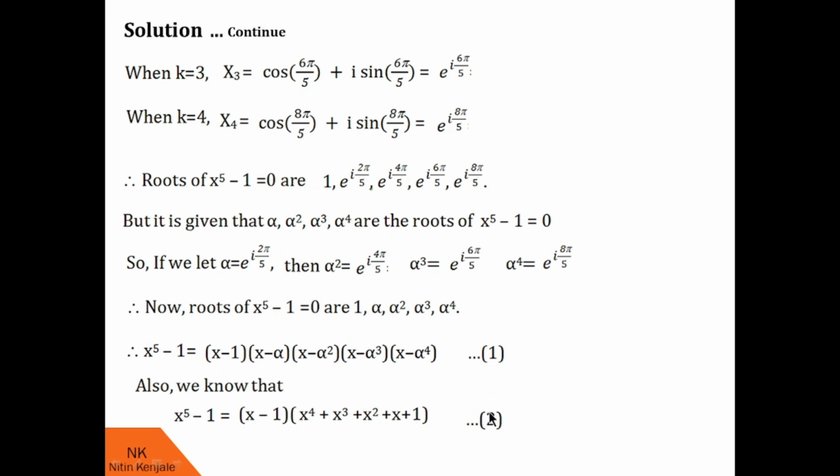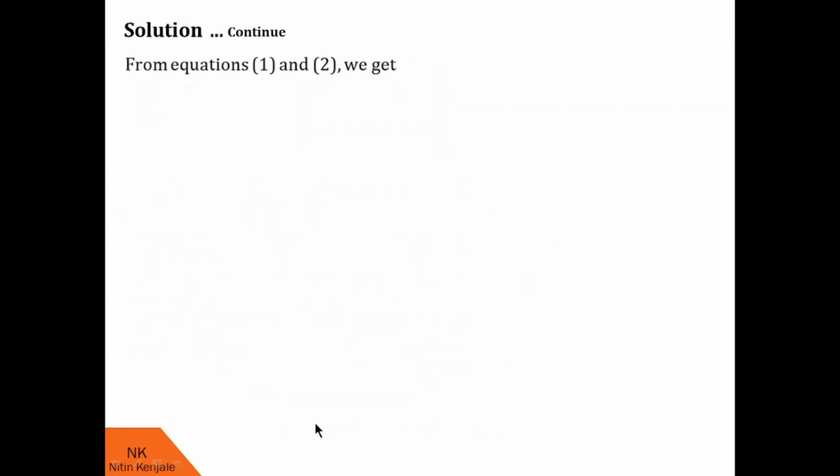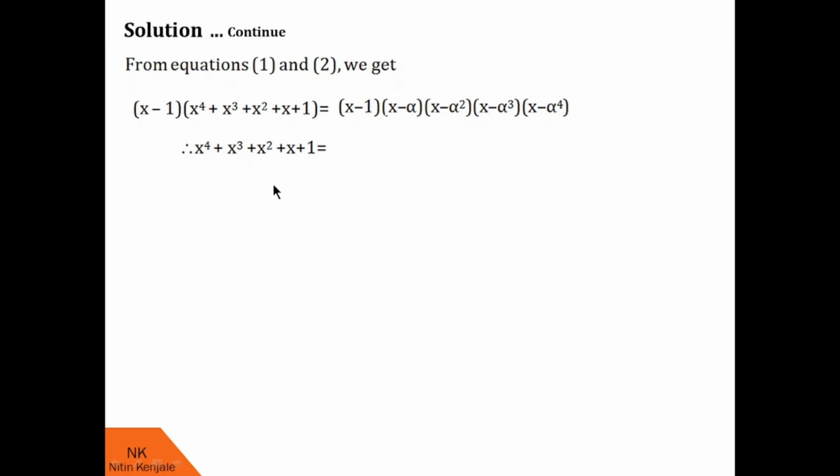Now observe equation 1 and 2. Their LHS are same, so their RHS has to be same. So after comparing equation 1 and 2, we can say these two RHS are equal. Now from these two RHS, this x minus 1 and x minus 1 will get cancelled. We end up with this new equation.